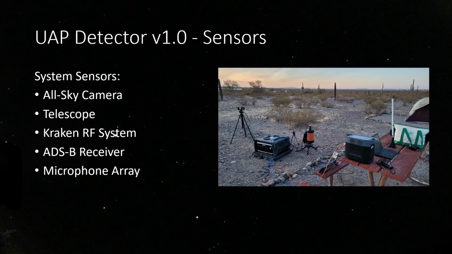The current UAP detector system consists of the following sensors: an all-sky camera, a telescope, a Kraken RF system, an ADS-B receiver, and a microphone array. Currently, the all-sky camera, the telescope, and the ADS-B receiver are functioning. The Kraken RF system and the microphone array were not functional at the time of this field test.